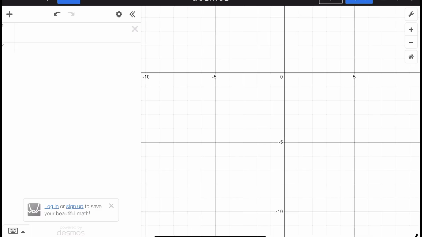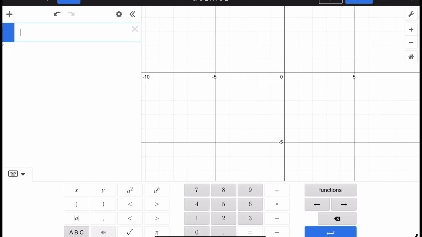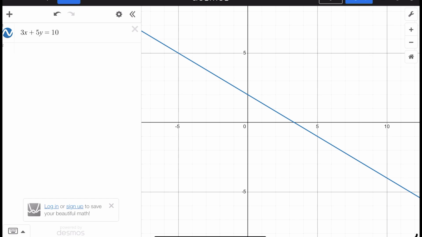We're going to write the equation here, 3x plus 5y, 5 times y, and that's going to be equal to 10. Okay, so let's see if that's what we've got here.